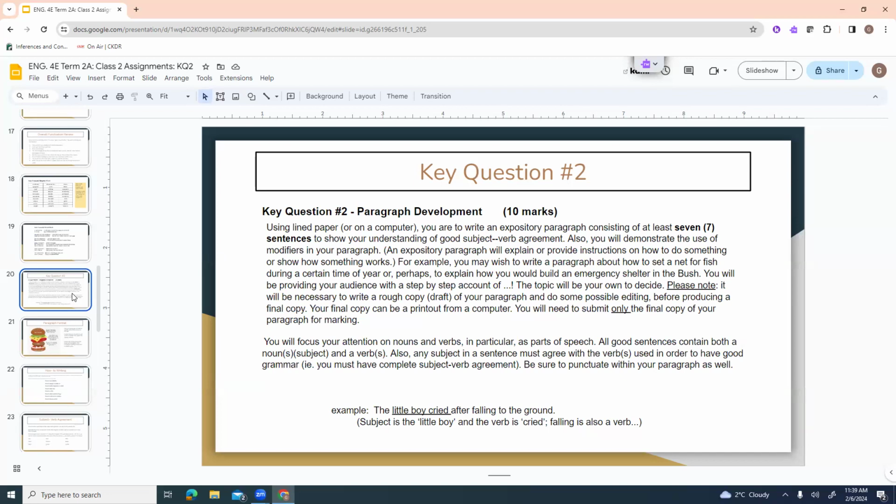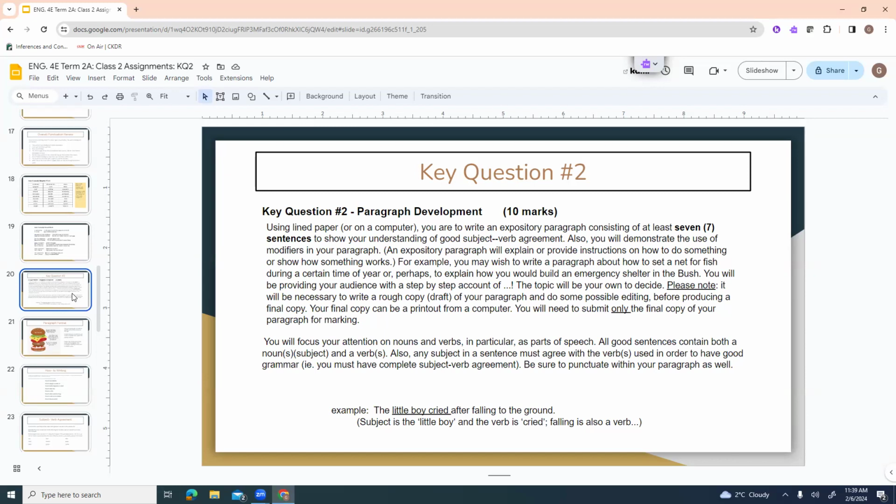Some of these things, the way they've phrased it, it sounds way harder than it really is. It would be pretty hard to write a paragraph without using nouns and verbs, because nouns are naming things and verbs are telling you what is happening. It'd be almost impossible to write a sentence even without those. So we're going to kind of take this step by step, but don't be worried if it sounds intimidating.